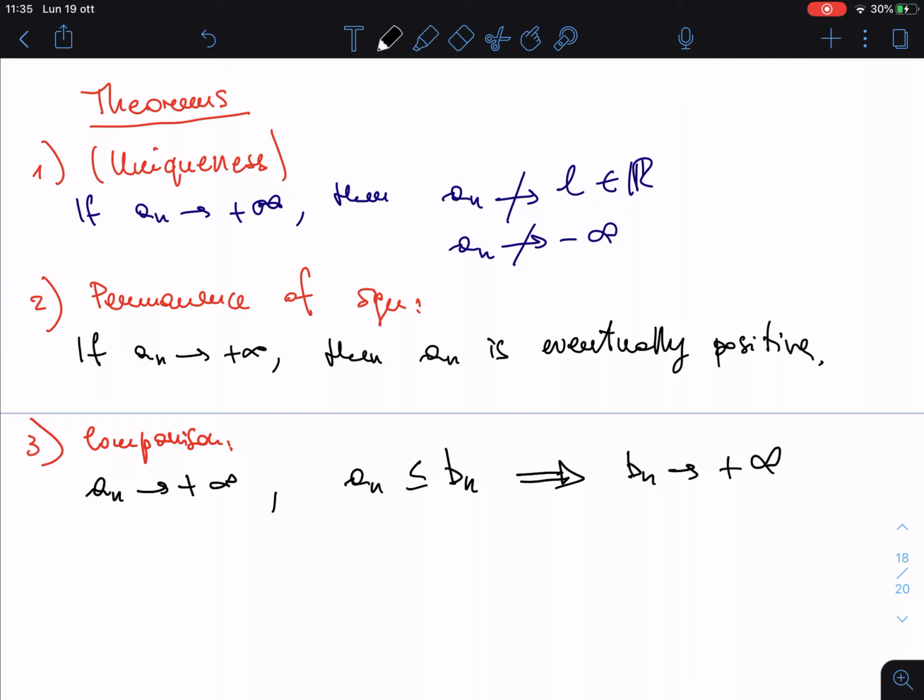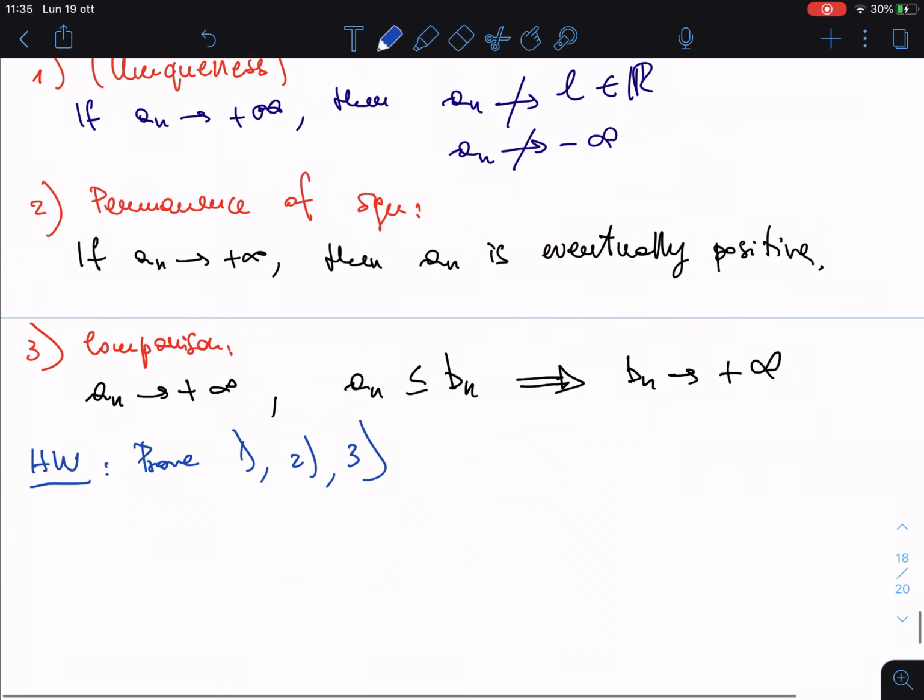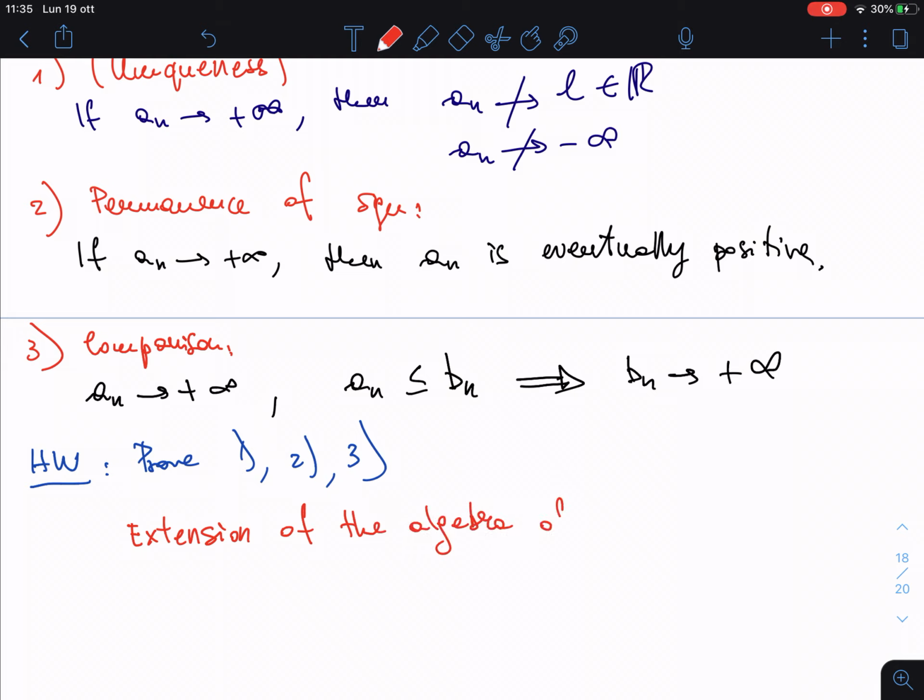And as a homework, I can ask you to prove 1, 2, and 3. You have to mimic a bit the previous proofs of the analogous theorems for convergent sequences. Okay. And now we can also extend all the algebra that we proved for convergent sequences, and now we get the extension of the algebra of limits to divergent sequences.